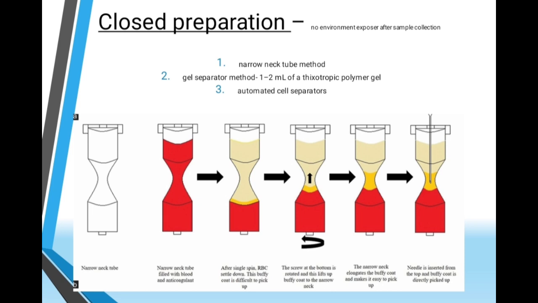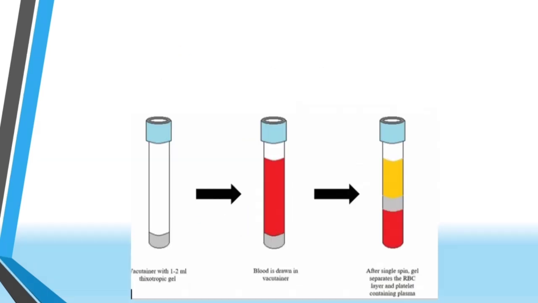In the narrow neck method, either end of the tube is broadened and it has a narrow neck in the center. So the blood is added with anticoagulant in the narrow neck tube. After a single spin, RBCs settle down and the buffy coat is difficult to pick up. So we turn the screw to move the buffy coat into the narrow neck. The narrow neck elongates the buffy coat, making it easy to pick up. A needle is inserted from the top and the buffy coat is directly picked up.